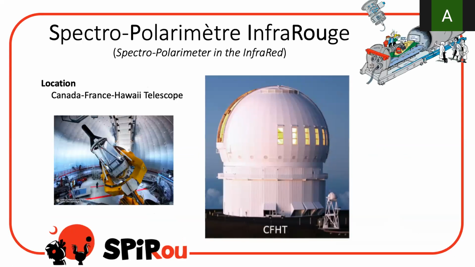So Spirou stands for the spectropolarimètre infrarouge, which translates into spectropolarimeter in the infrared. It's installed at the Canada-France-Hawaii Telescope on Mauna Kea. It's a fiber-fed spectrograph from the Cassegrain focus, which you can see in the cartoon. This is at the base of the telescope, and the fiber is here and connects to the spectrograph, which is in another room in the basement of the telescope facility. And you can see also with the cartoon that the instrument is very huge. It's a huge spectrograph.